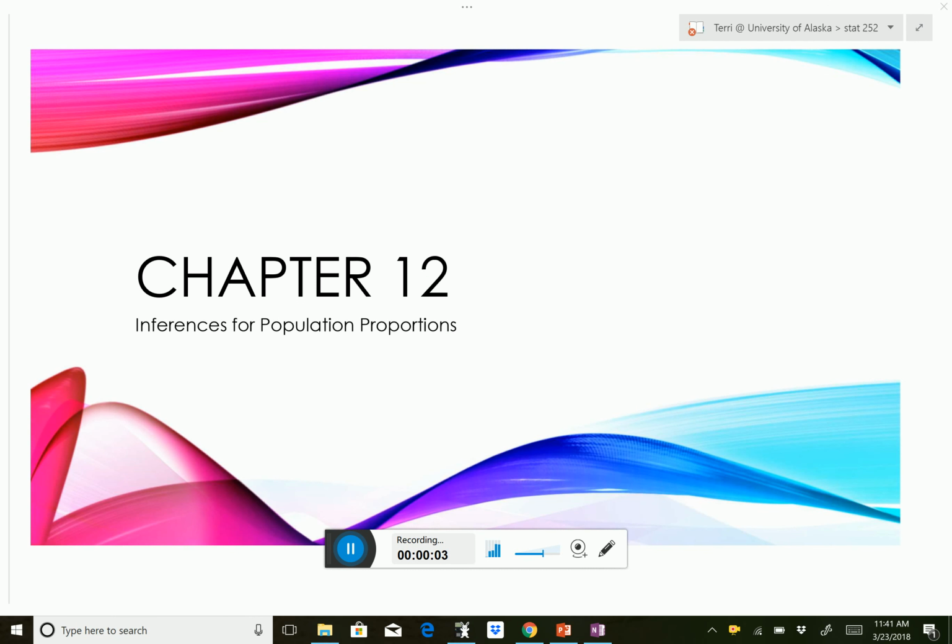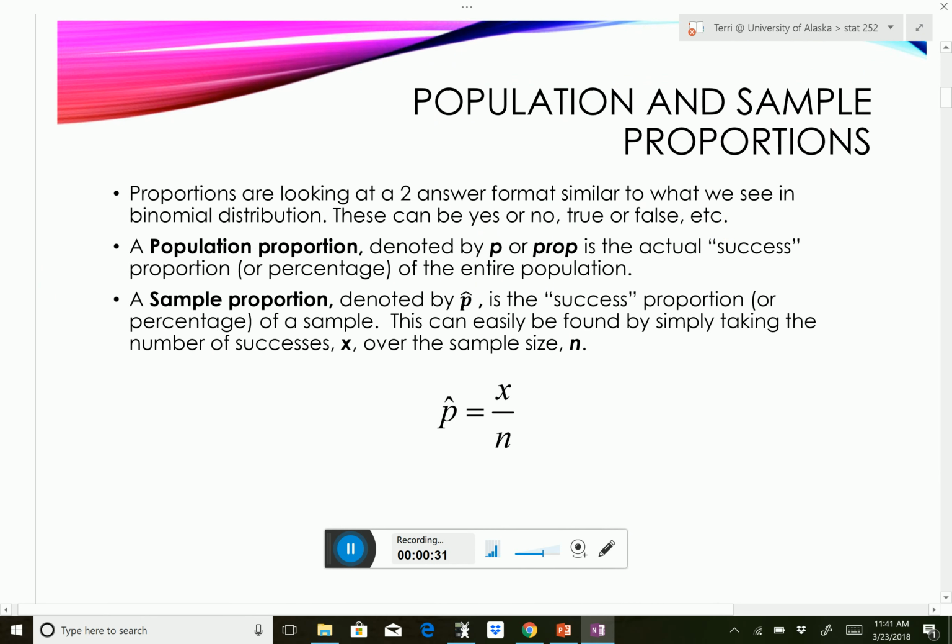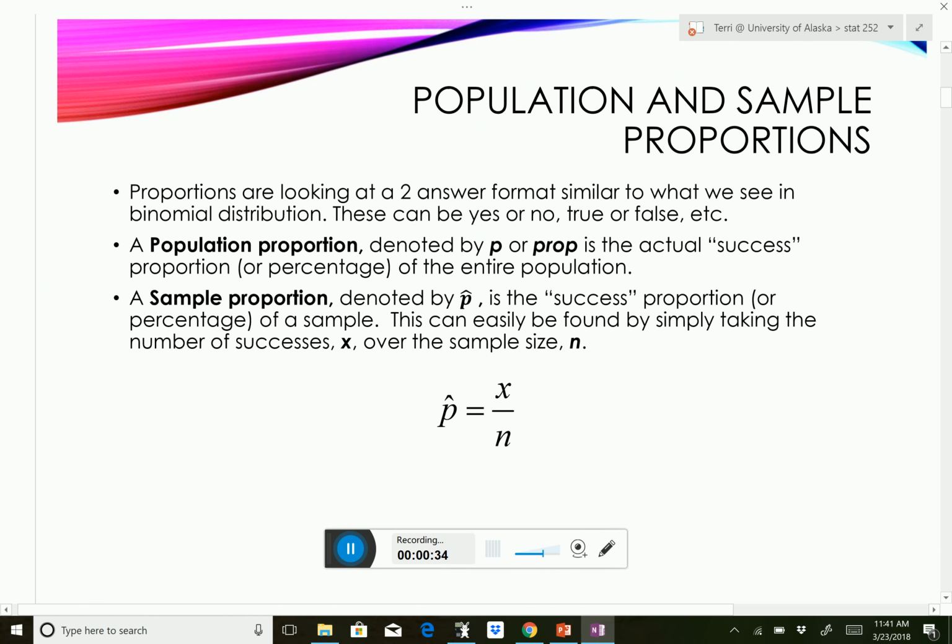Okay, only a few more chapters left, so we're at chapter 12, and we're talking today about inferences for population proportions. In here, we have to talk a little bit about the binomial distribution because a proportion is basically a yes or no question, similar to what we did back when we were talking about binomially distributed random variables. So that's exactly what we're doing here. We have a two-answer format: yes or no, true or false, male, female, whatever we're looking at. We're looking at a binomial distribution.